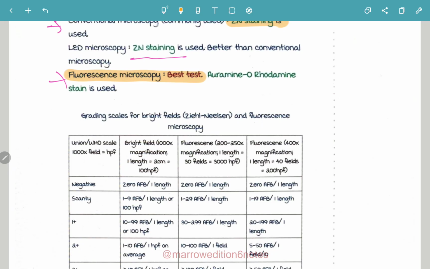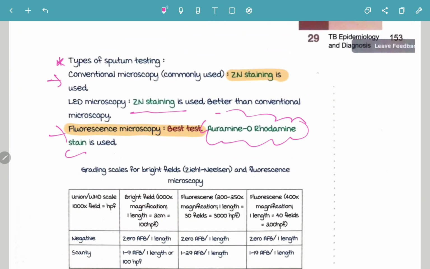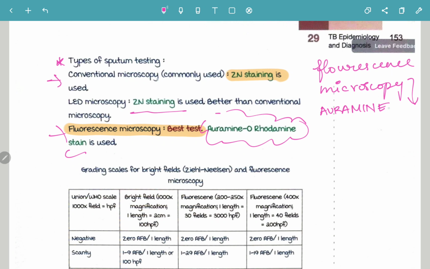What is the fluorescence microscopy stain? The stain is going to be auramine or rhodamine stain. Very important. So the best one is your fluorescence microscopy, the best for diagnosing tuberculosis, and the stain used is very important: auramine or rhodamine. That is the fluorescent microscopy stain you are using.